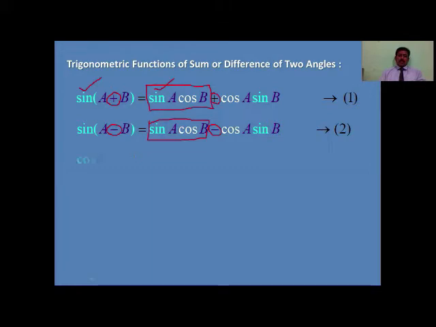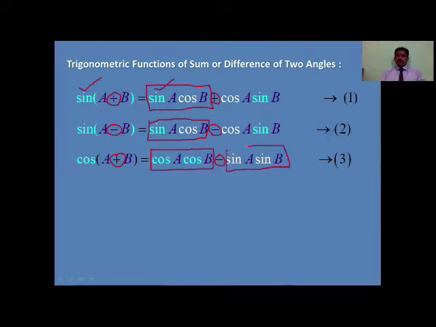The other two formulas are cos of a plus b equal to cos a cos b minus sin a sin b. How can we remember this formula? If you have cos, you should remember different symbols. Here plus, here we will have minus. If the symbols are different, the trigonometric function is the same. See that? Cos a, cos b. Here sin a, sin b. So you have to keep that in your mind.